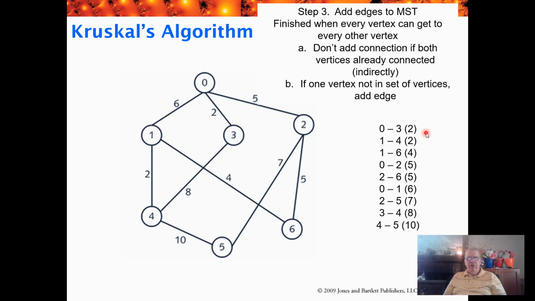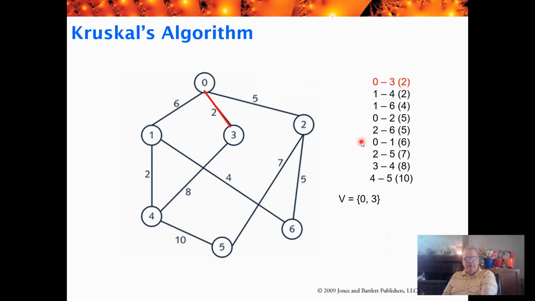0, 3 has weight 2. 1 to 4 has weight 2. 1 to 6 has weight 4. And we go down the list and include them until we find a cycle. So there's 0, 3, that's included. Now we go back to red being included. There's 1 to 4, it's included. 1 to 6 is included. We're just going down the list from the lowest edge to the highest.